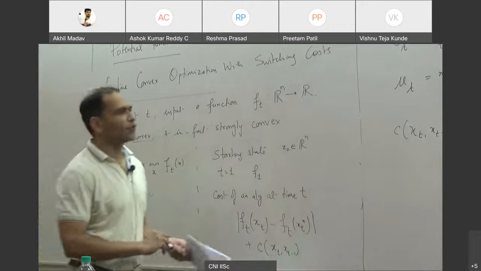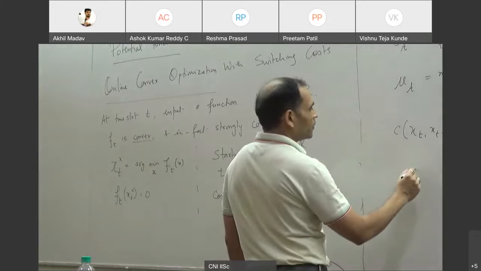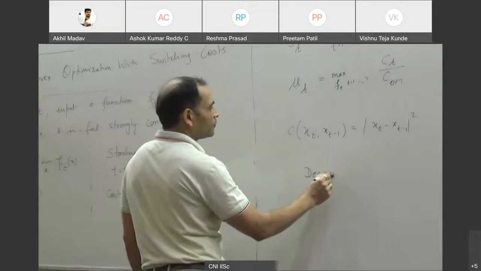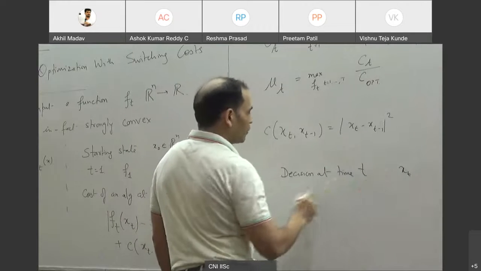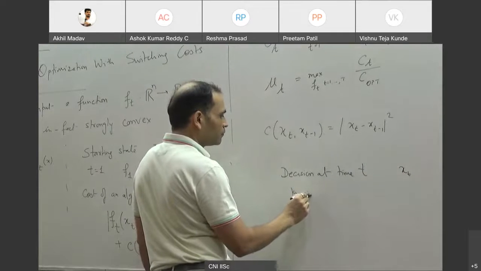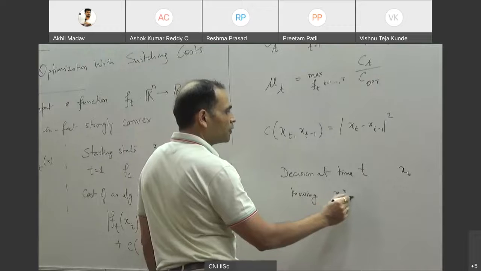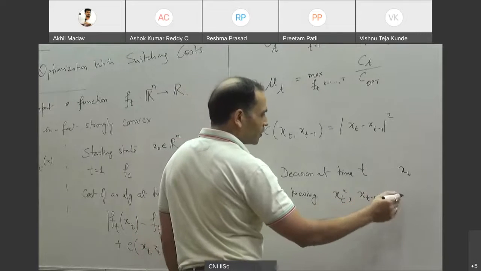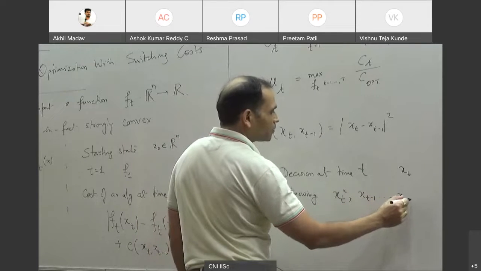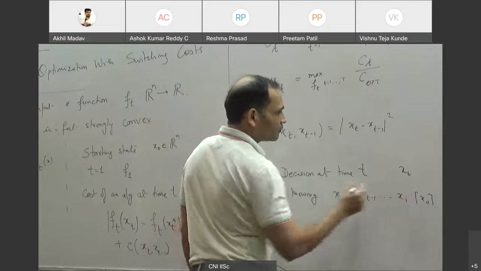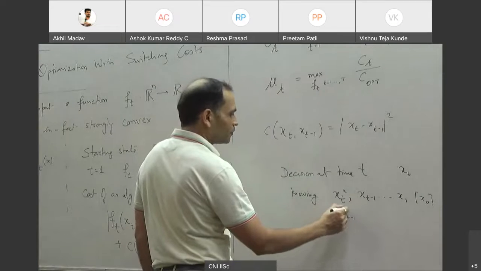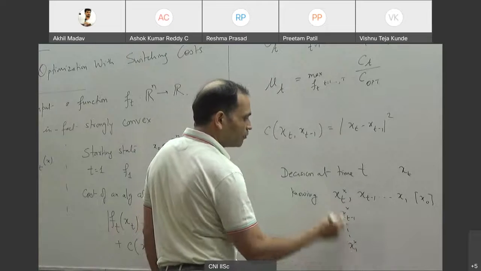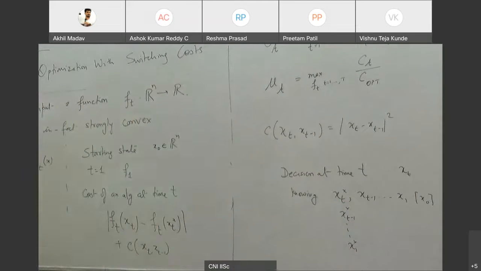So let me write it in even more detail. The decision at time T is just x_t, knowing x_t star, x_{t-1}, and even the previous history if you want, all the way to x_1, x_0. If you want, you can even put x_{t-1} star, it won't be necessary, no harm. All this information is available to you, all you need to do is to output a new x_t.